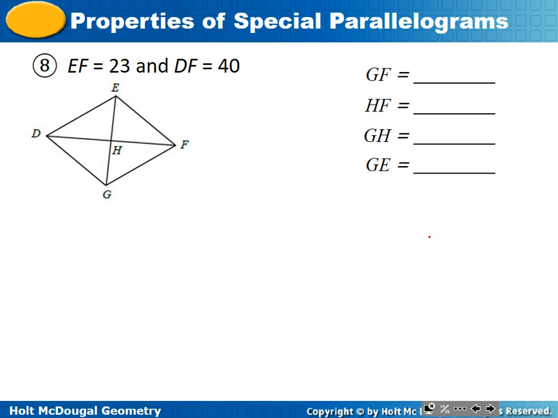So number 8 says EF is 23. Again, this is a rhombus, so we know that EF is 23, FG is 23, GD is 23, and DE is 23. It also tells us that DF from here to here is 40. So we know that the diagonals bisect each other. That means DH would be 20 and HF would be 20. So now we've got a couple of answers we can go ahead and fill up here. 23 here and 20 here, right?